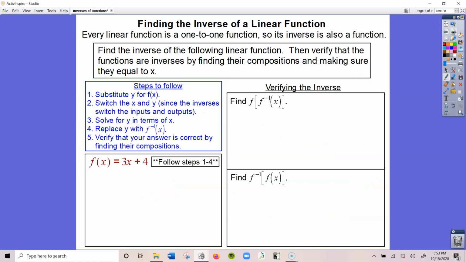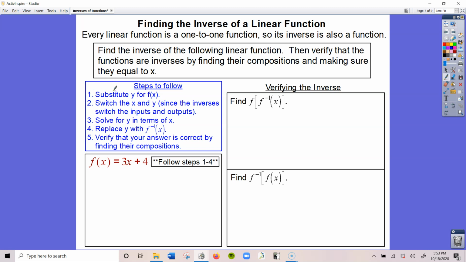All right, so now the last thing, well, sort of the last thing that we need to do with inverses is how to actually find that inverse equation. Okay, so we have f of x is equal to 3x plus 4, and I want to know what the inverse for f of x is. And I put some steps here for you to follow so that we can go ahead and find that inverse.